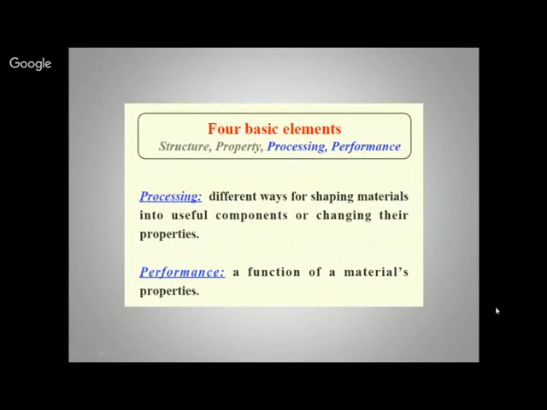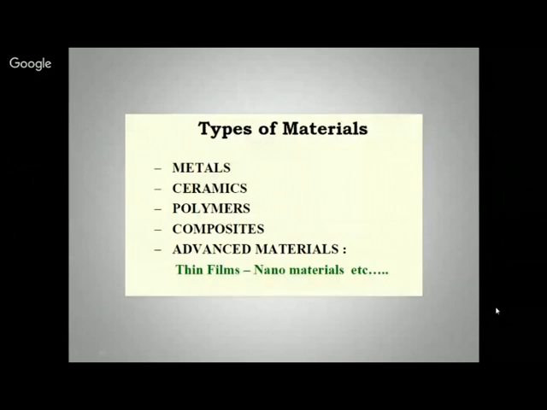So I am not going into this one. Now I am directly going to the types of materials. Basically we have different types of materials like metals, ceramics, polymers, composites, advanced materials. Now in the advanced materials, we are talking about thin films and nanomaterials.